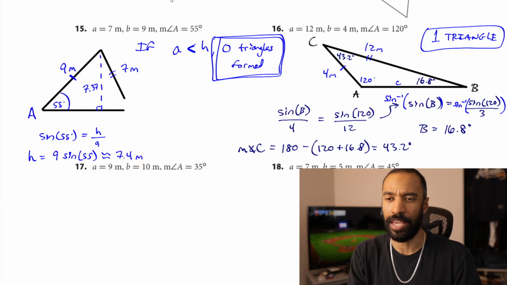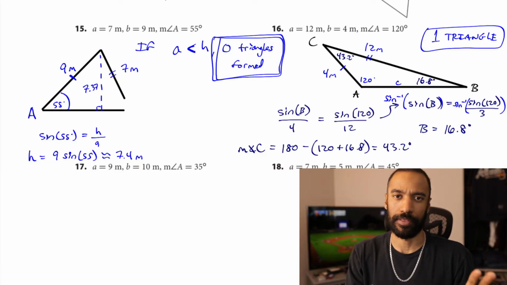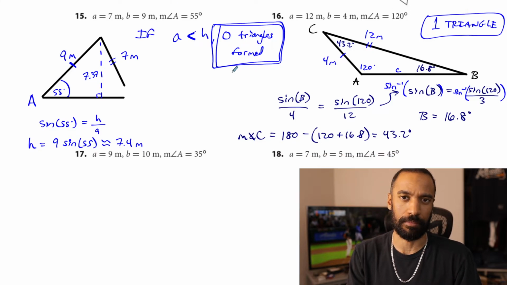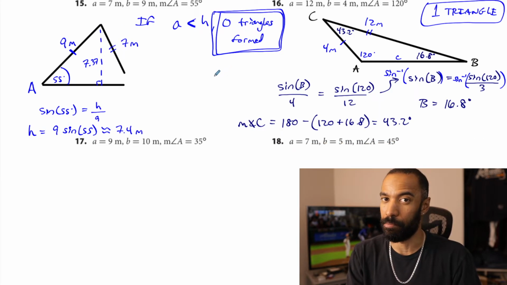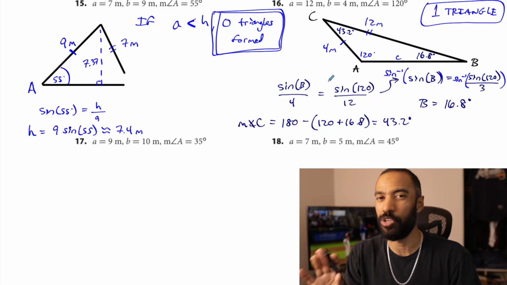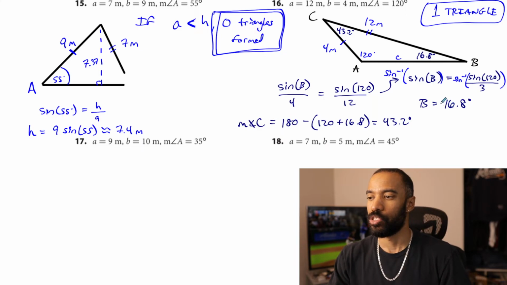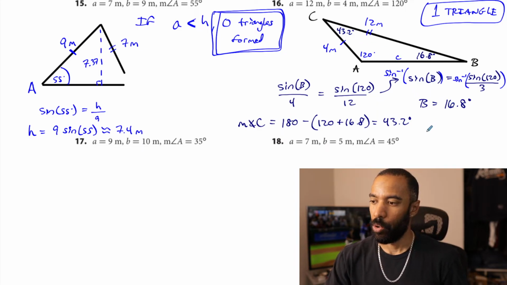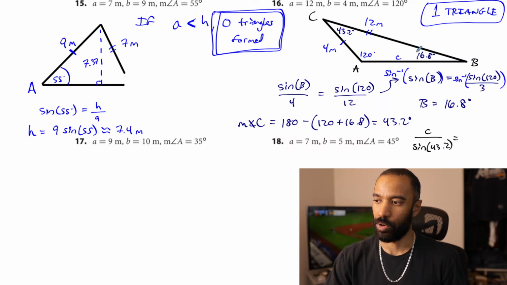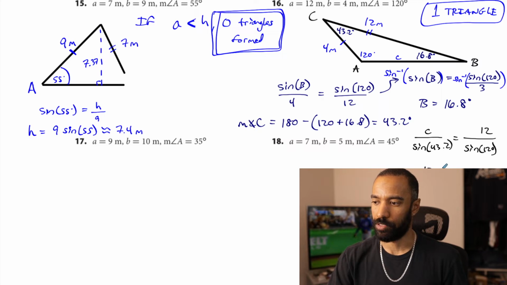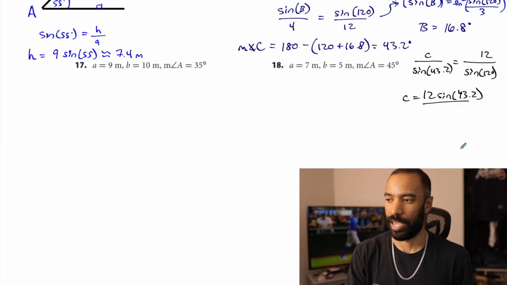That's me being picky. I'm sure that if you round this thing, you're probably going to be on the same nearest tenth value. You might be 0.1 off, and if you are, that's why I'm going to use the exact value. But you might be exact regardless. So here we go. I'm still going to write 43.2 when I do this. We'll do c over the sine of 43.2 equals, let's not use this one though. Let's use 12 over the sine of 120. And so c will equal 12 times the sine of 43.2 over the sine of 120.